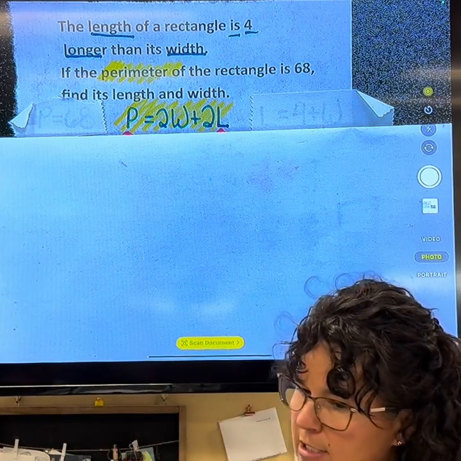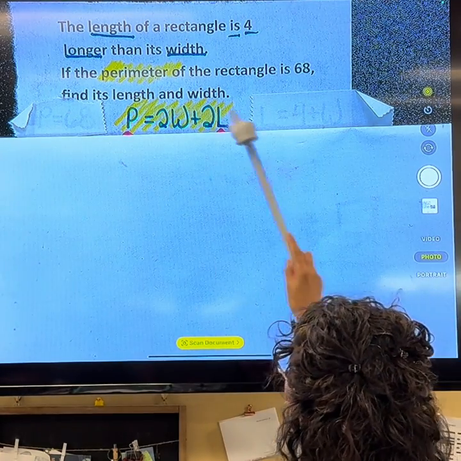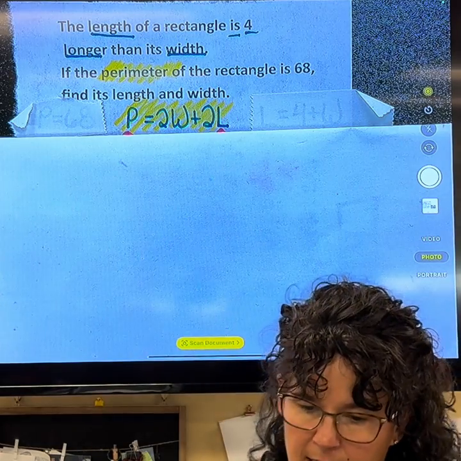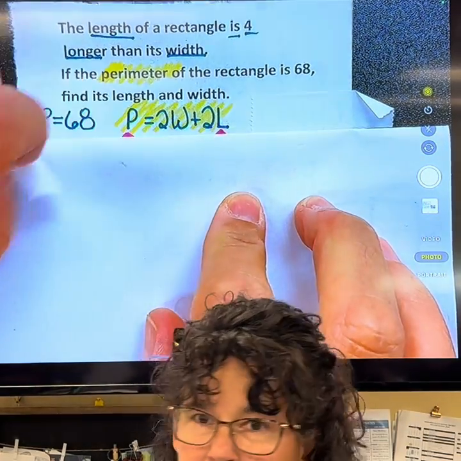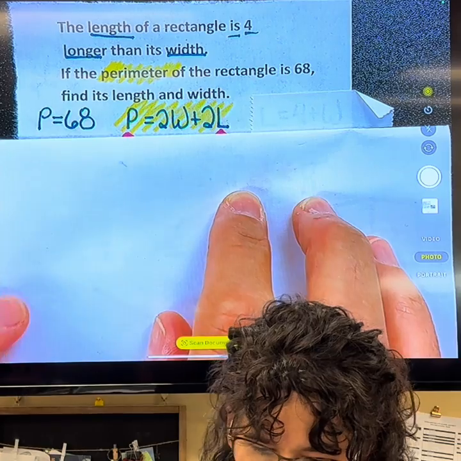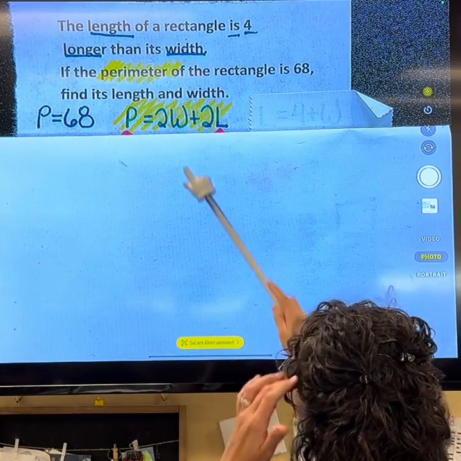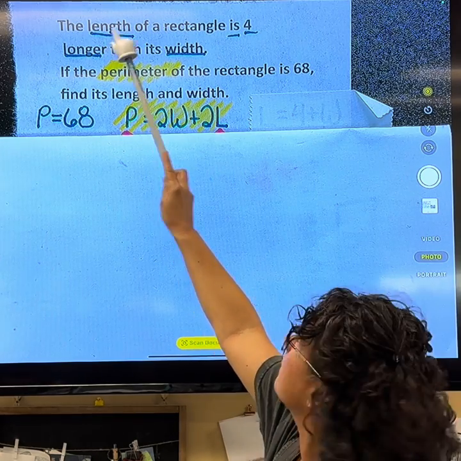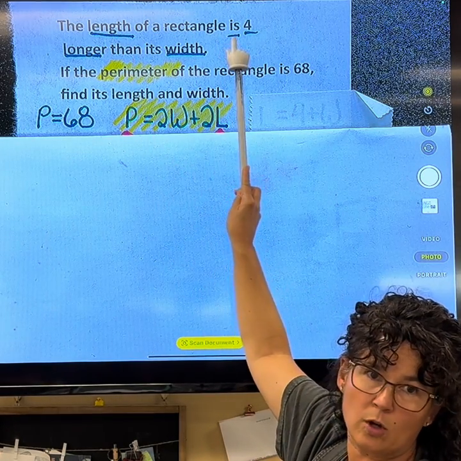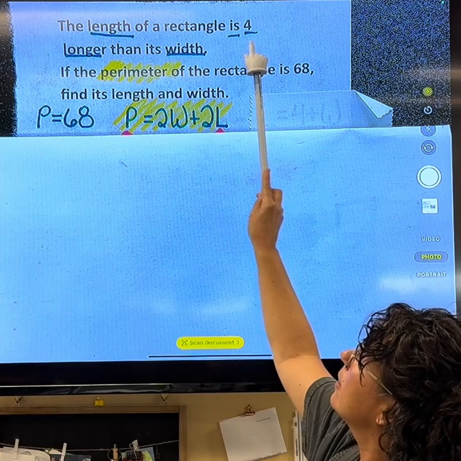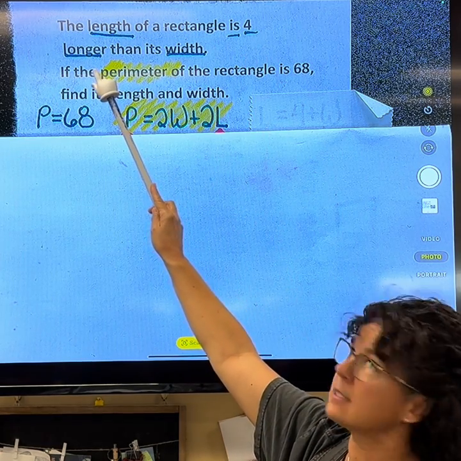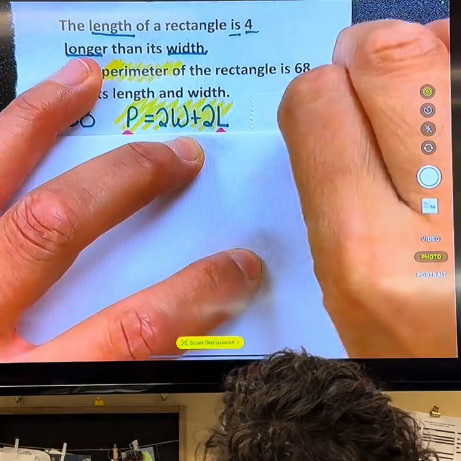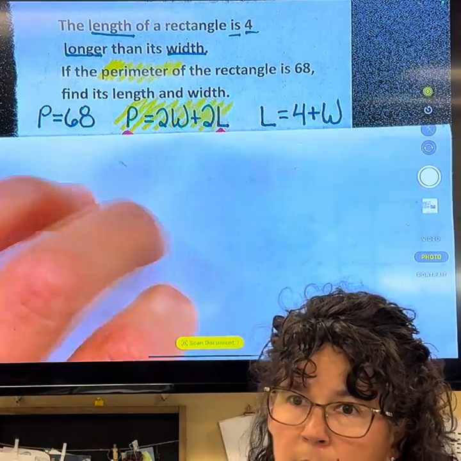Some of those equations can be basic, and this particular one, perimeter is 68, is just P equals 68. Okay, then the third equation is going to come from this sentence. Length, so L, equals 4 longer, so plus, and then width. So I have L equals 4 plus W.